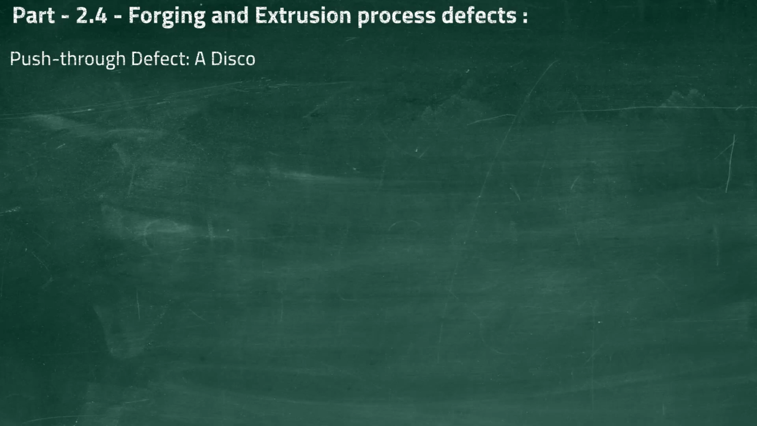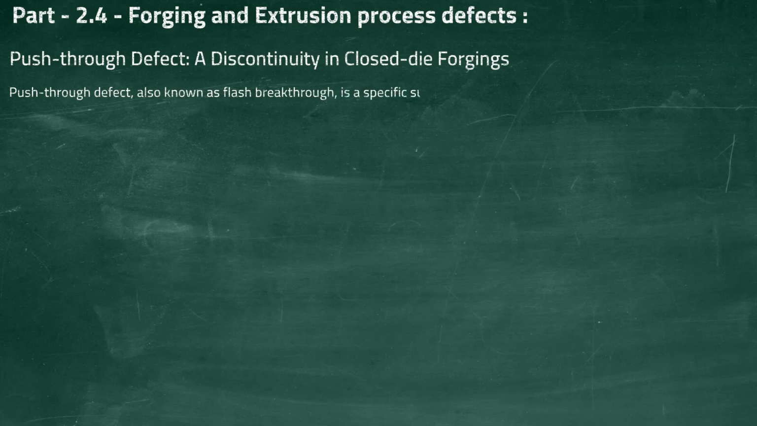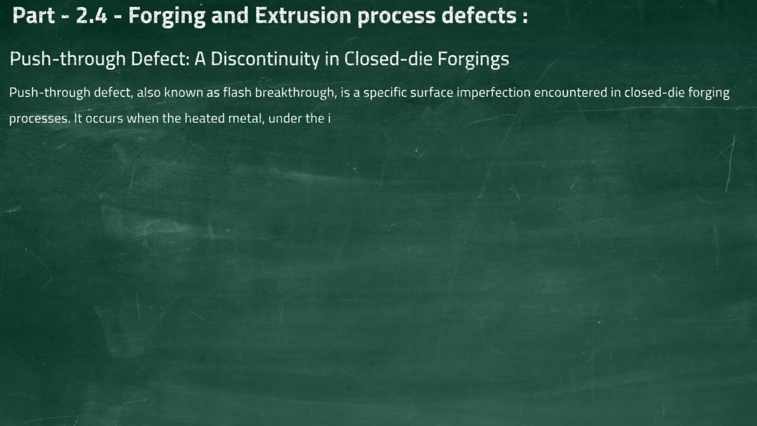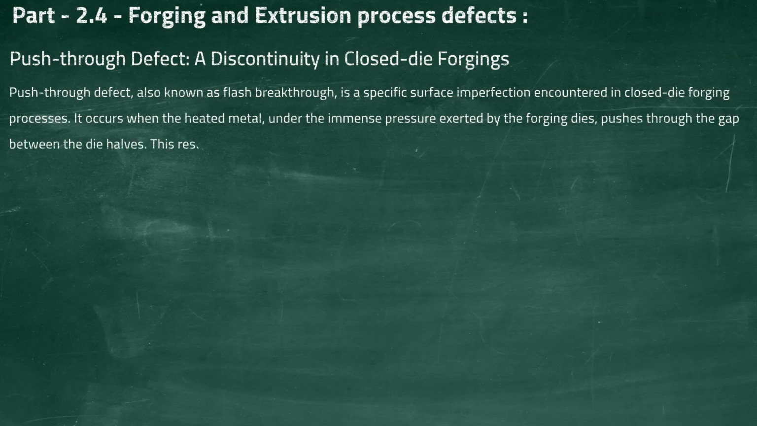Push-through defect, a discontinuity in closed die forgings. Push-through defect, also known as flash breakthrough, is a specific surface imperfection encountered in closed die forging processes. It occurs when the heated metal, under the immense pressure exerted by the forging dies, pushes through the gap between the die halves. This results in a protrusion of material on the surface of the forged part.